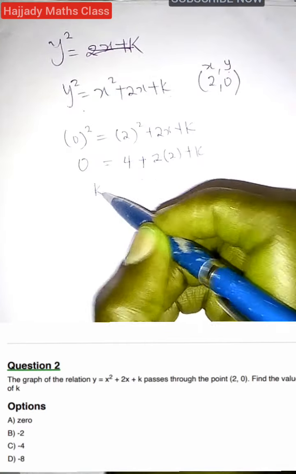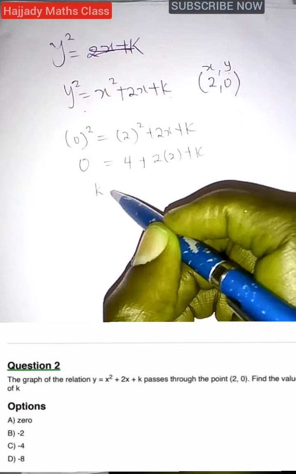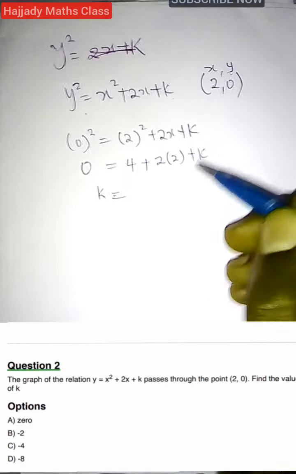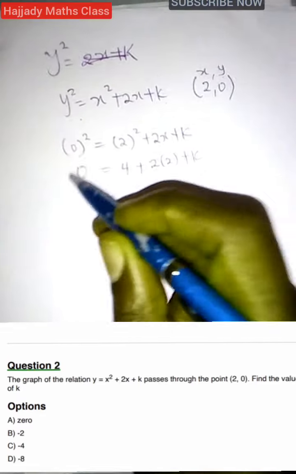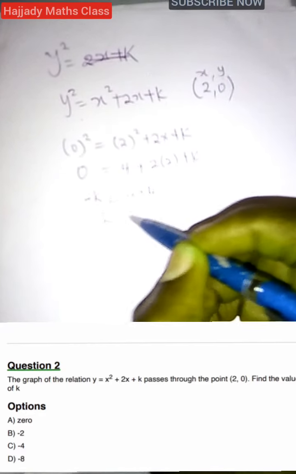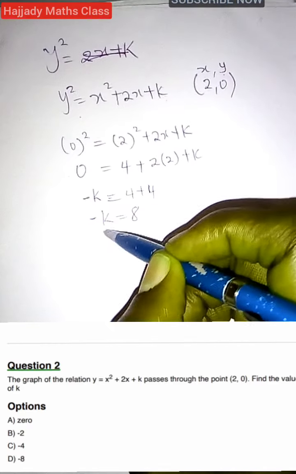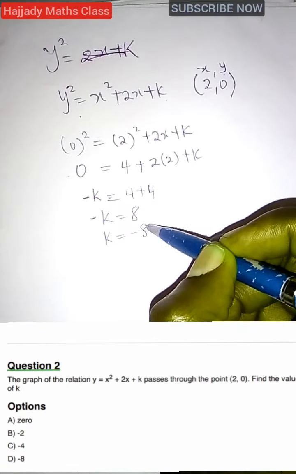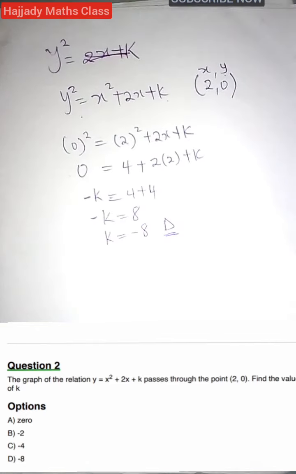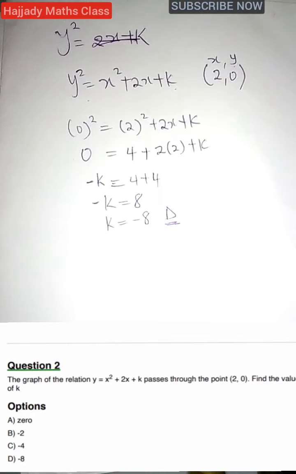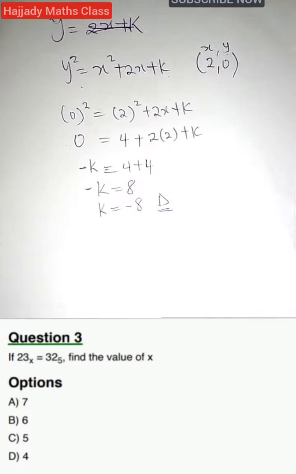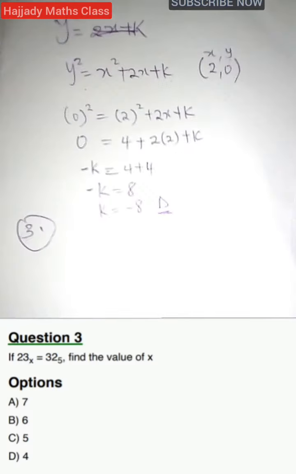So finally, let k come to this side, we have minus k equals 4 plus 4. Minus k equals 8. So finally your k equals minus 8. So our answer is option D. So that is our answer for question number 2. And also for question number 3, going with that, so we have question number 3 here.